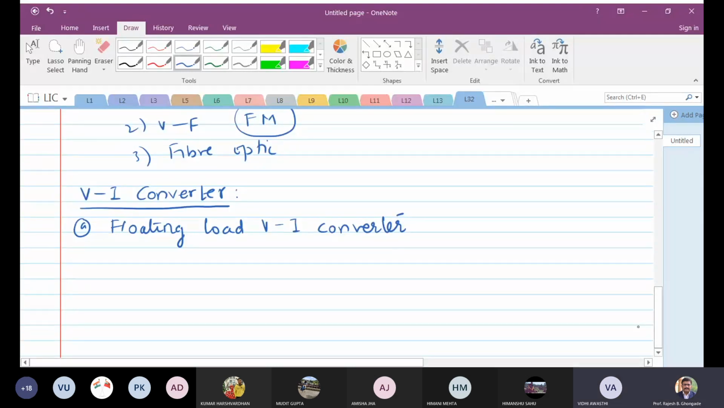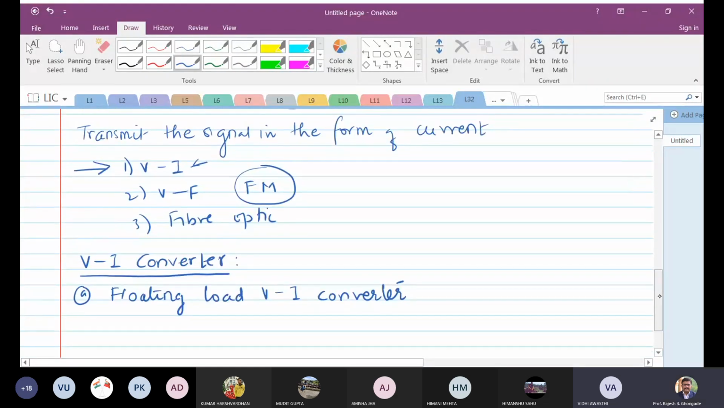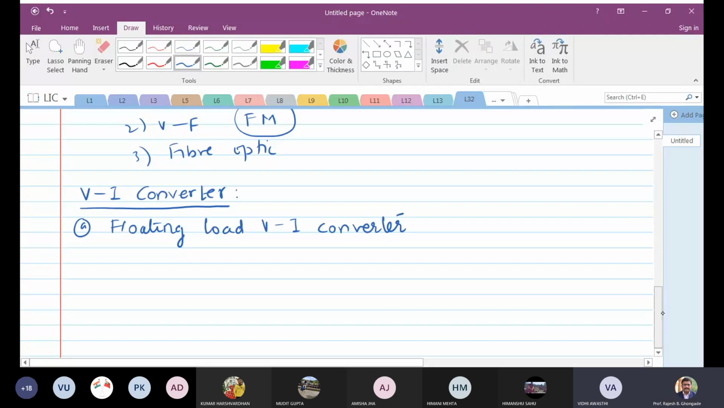Excuse me, sir. So this V2I converter, is this part of unit 6 or 5? It is a part of unit 6 actually. Okay, sir. All right.